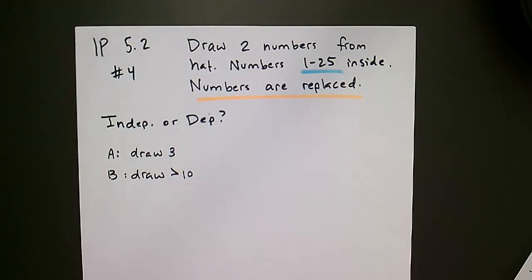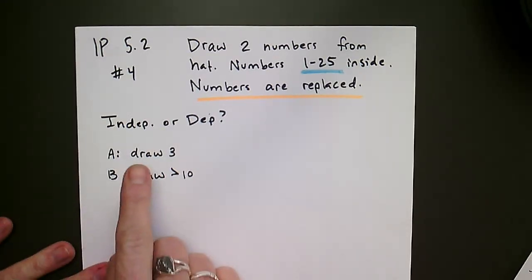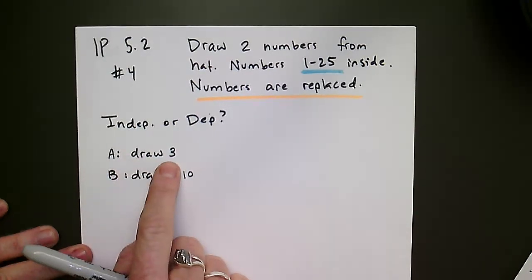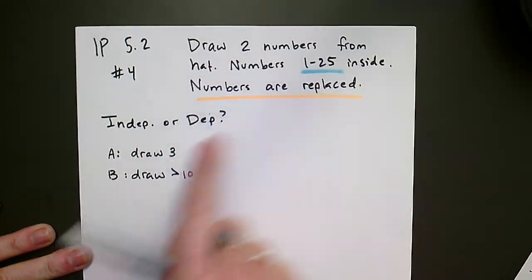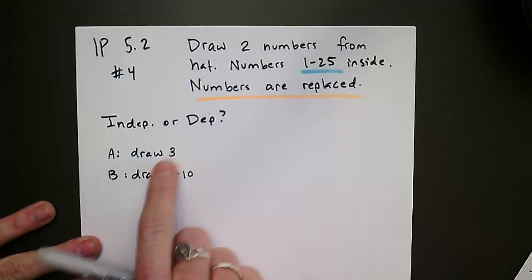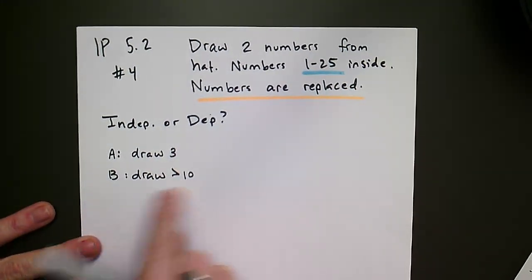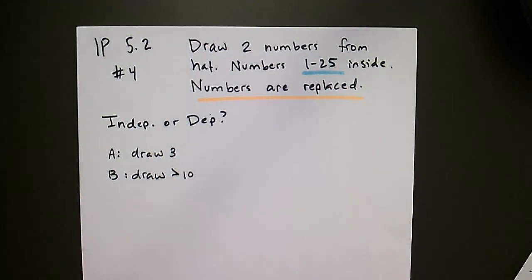Now the first thing we're asked is, are these events independent or dependent? Oh, I didn't talk about what the events are. Let's talk about what the events are. The first event is to draw a 3. So out of those numbers 1 to 25, we're going to get the probability of drawing a 3. Then we replace the number and we draw again, and we're going to draw greater than a 10.